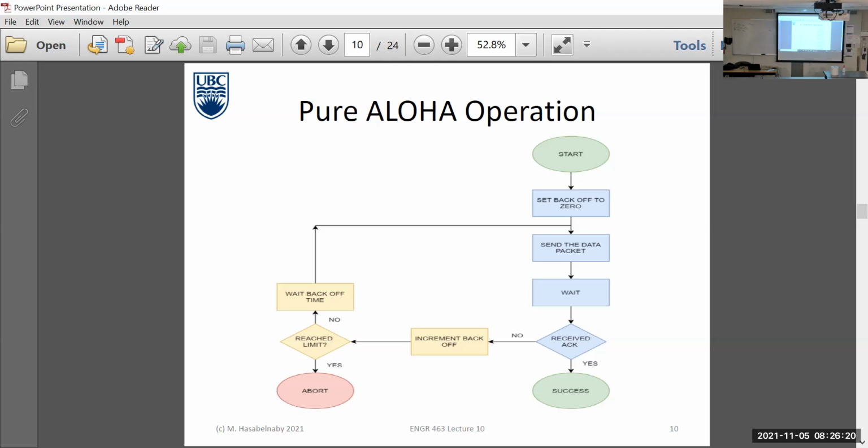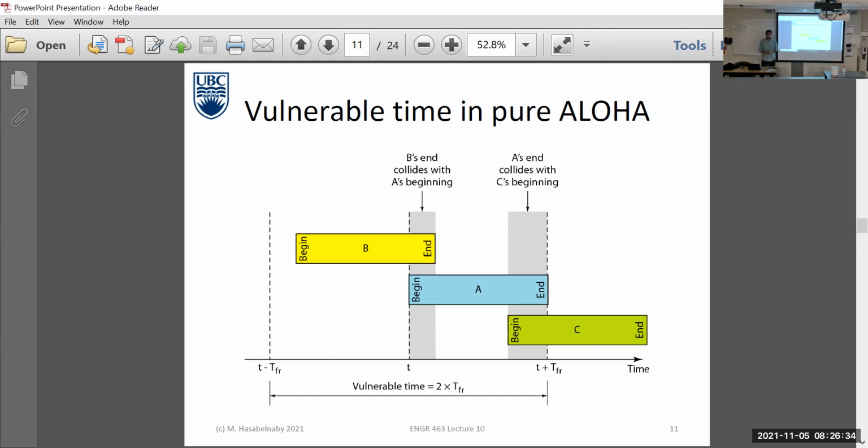Any other answer? Do you agree with Duncan? Agree? Yeah, I like it. You like it. Yeah. Perfect, Duncan. This is the correct answer.